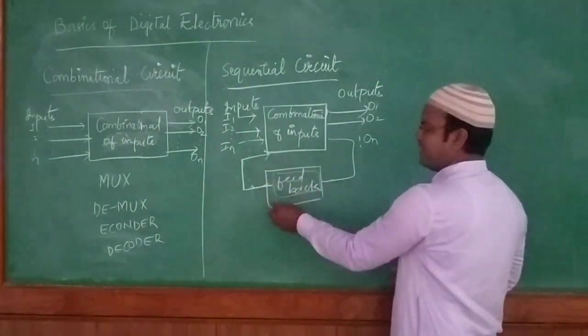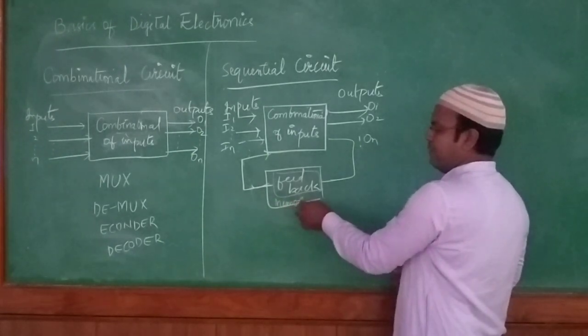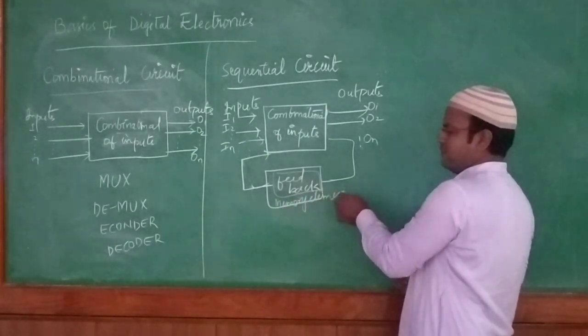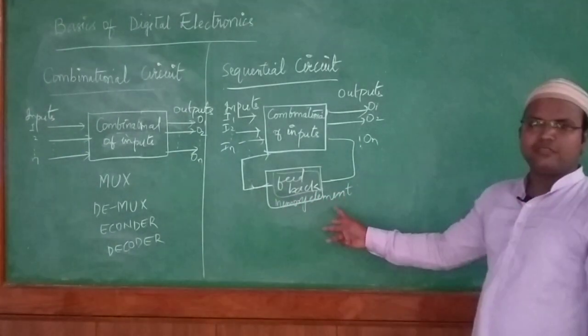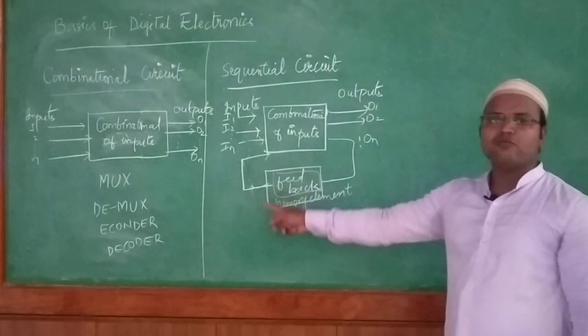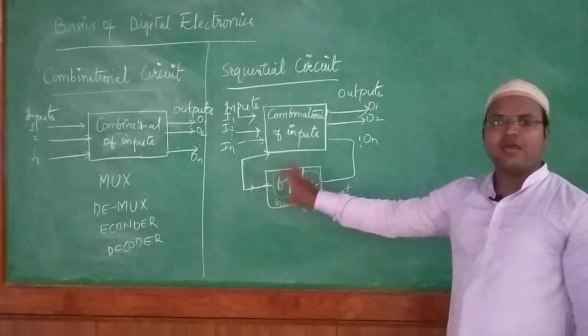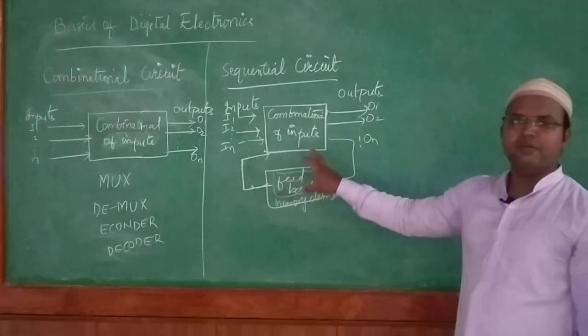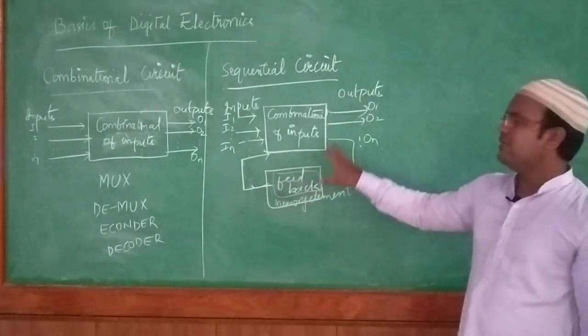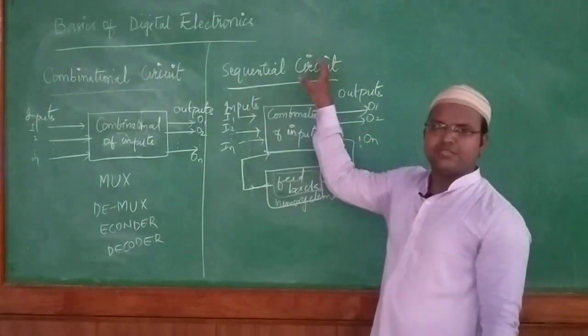In that feedback, what are we considering? We are considering the memory element. In that memory element, what are the things we are going to see? We are going to see all types of storage, whether it is static RAM, dynamic RAM, or ROM; everything comes under this memory part. So this is an example of sequential circuit designing.